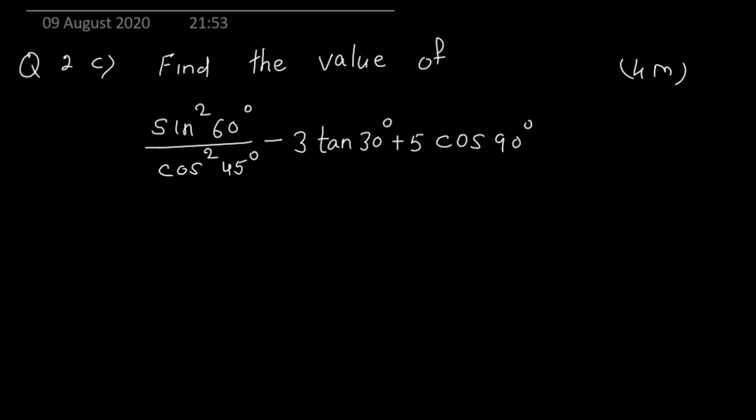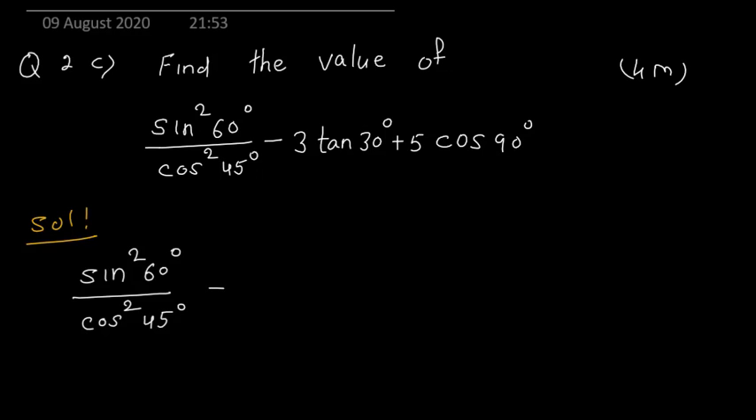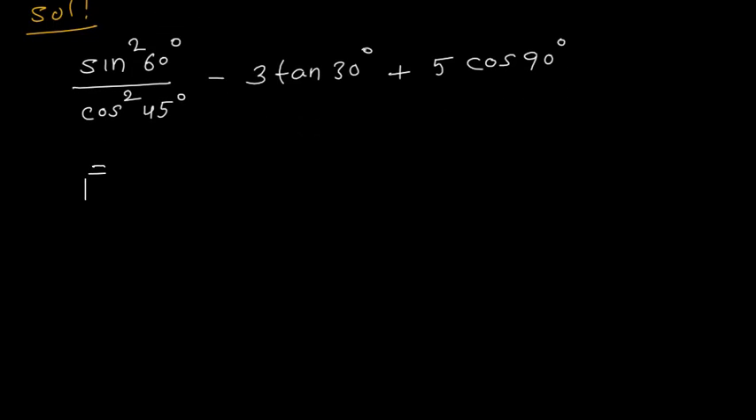Here you should remember all the trigonometric values. So, here we have the problem sine square 60 degree upon cos square 45 degree minus 3 tan 30 degree plus 5 times cos 90 degree. Now sin 60, what is the value of sin 60?